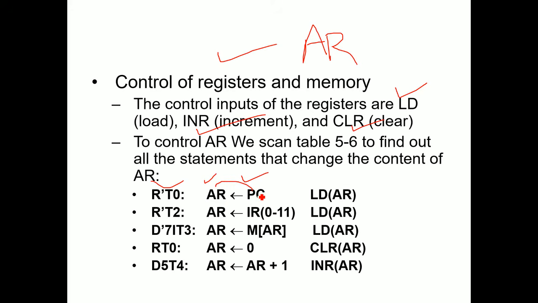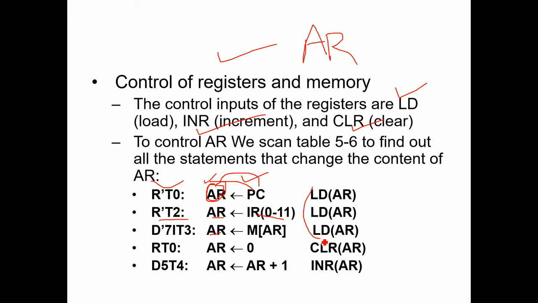So what is the meaning of this statement? Load address register. This is nothing but the load control input. If we enable the load control input of the address register, then program counter information will be transferred to the address register. Next one, R'T2. During this timing signal, what will happen? The instruction bits 0 to 11 are transferred to the AR. Left hand side contains AR, left hand side contains AR.